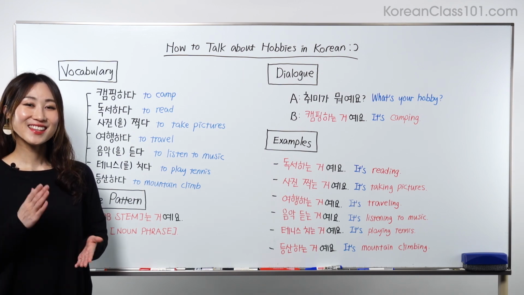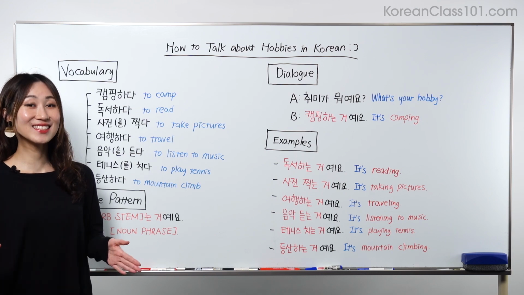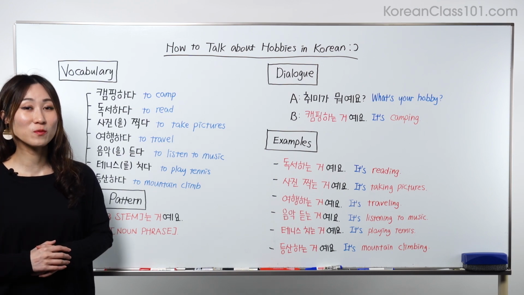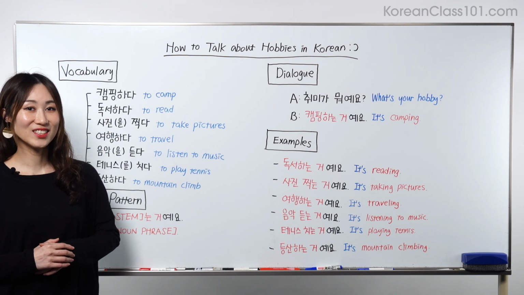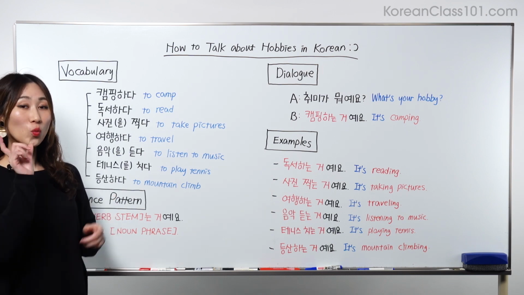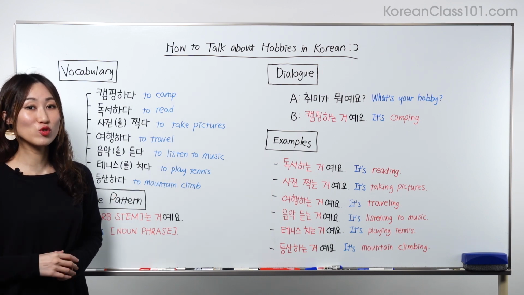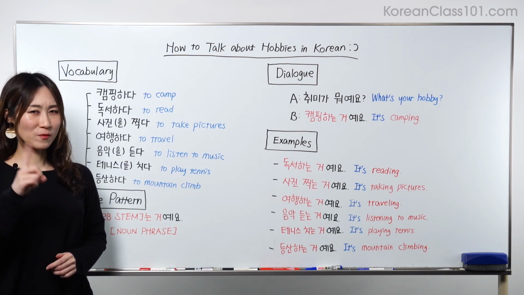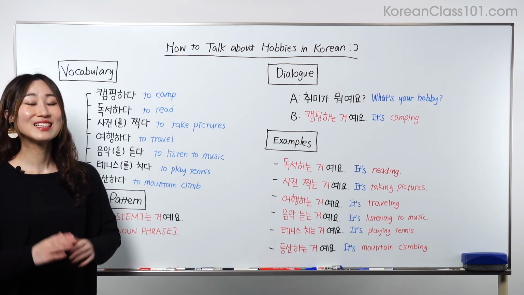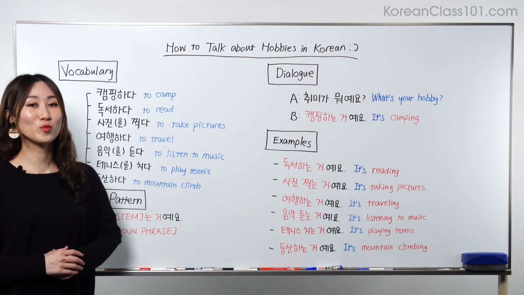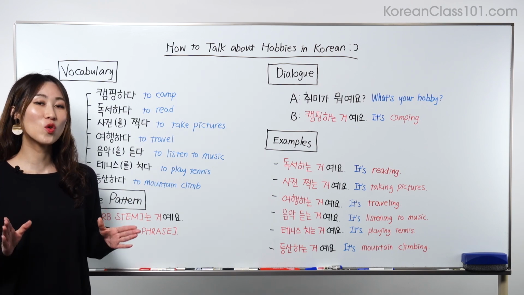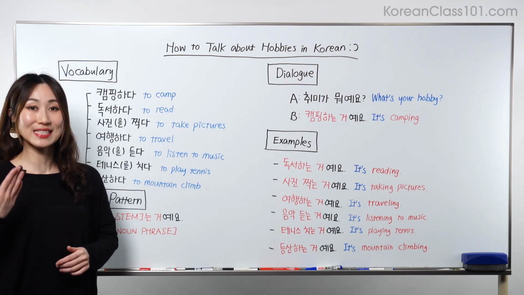How about this? 테니스. It ends with a vowel sound, so I'm using 를 here. So when the word ends with a consonant, you use 을. What if it ends with a vowel? Then you use 를. So there are two kinds of object marking particles, which can be omitted very commonly when we speak.